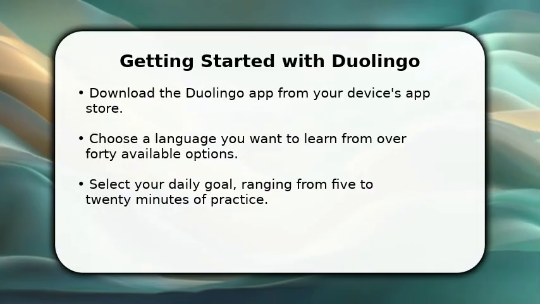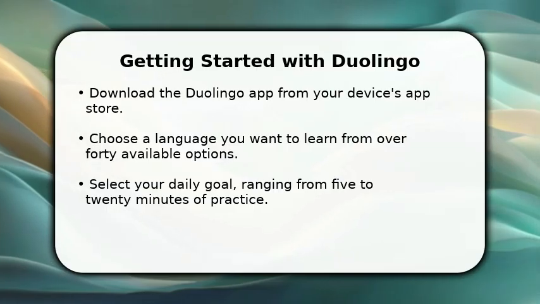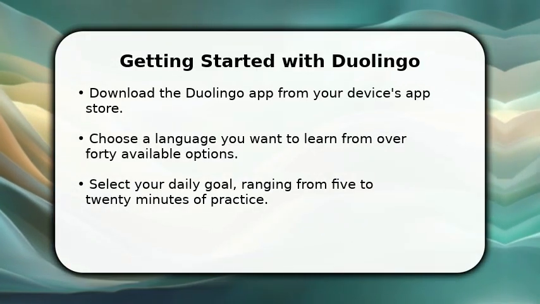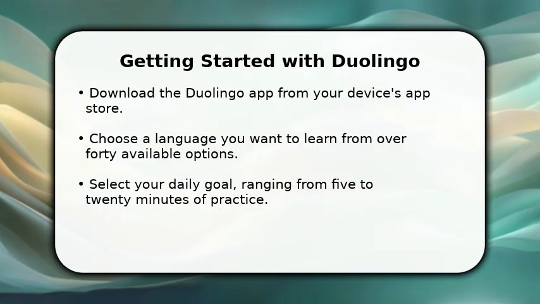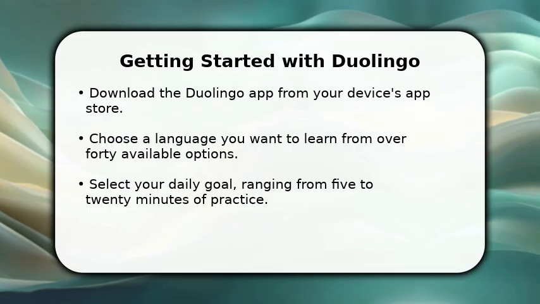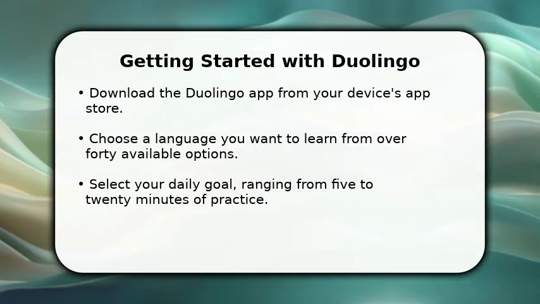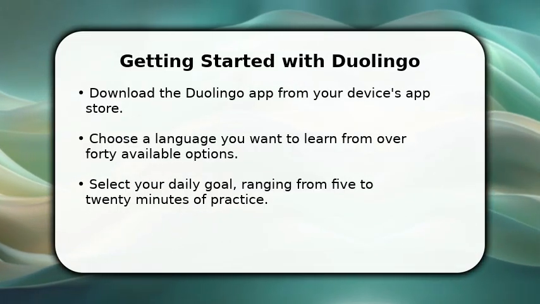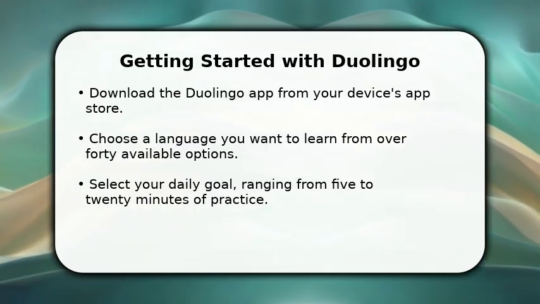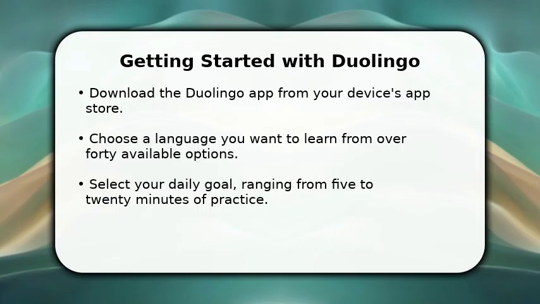In this video, I will explain how to play the Duolingo app. First, download the free Duolingo app from your App Store. Once installed, open it and choose a language you'd like to learn from the many options available, like Spanish, French, or Japanese. You'll then set a daily goal, which can be as little as 5 minutes or up to 20 minutes, helping you stay consistent with your learning journey.